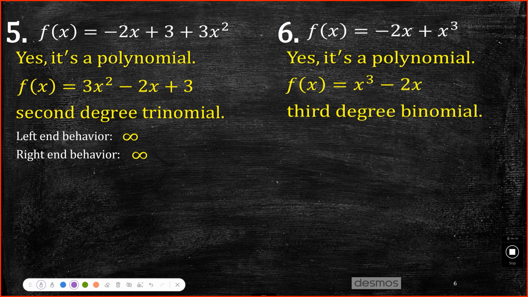What is the left-hand behavior? What do third degrees look like again? Let me do a rough sketch again. That's why I said do a rough sketch. Third degrees look like a sideways S. What is the left-hand behavior? Negative infinity. What's the right-hand behavior? Positive infinity.